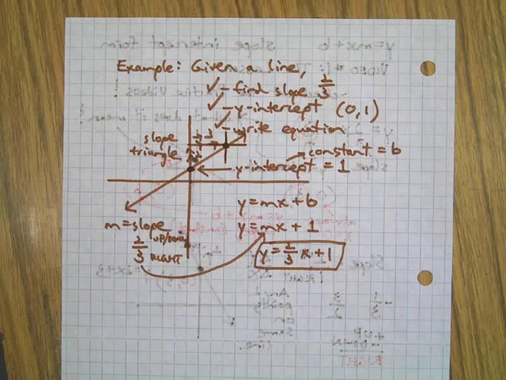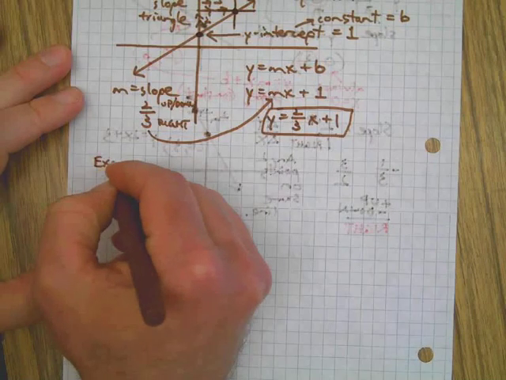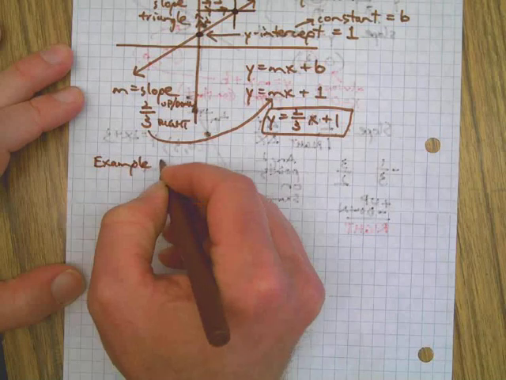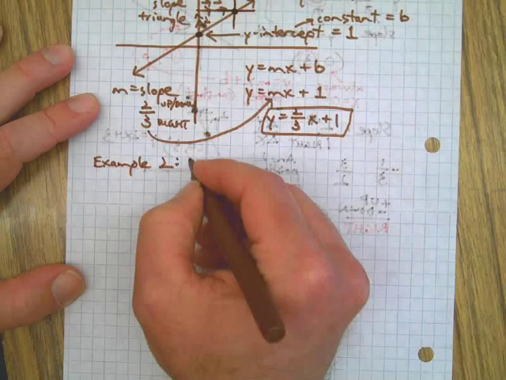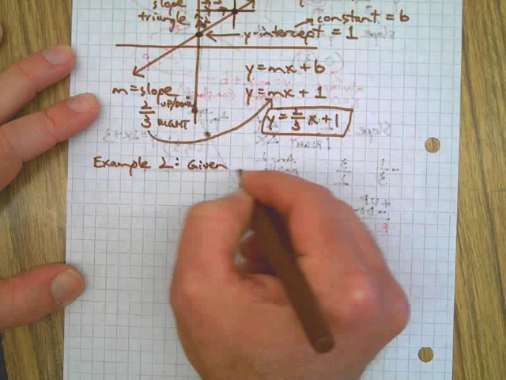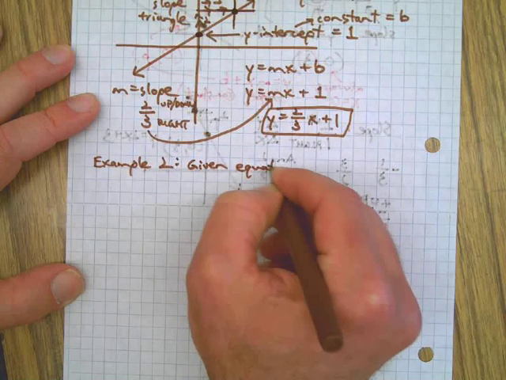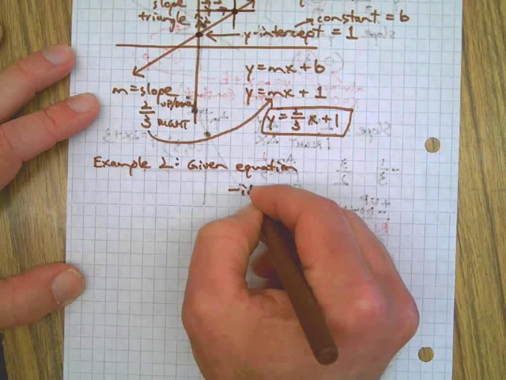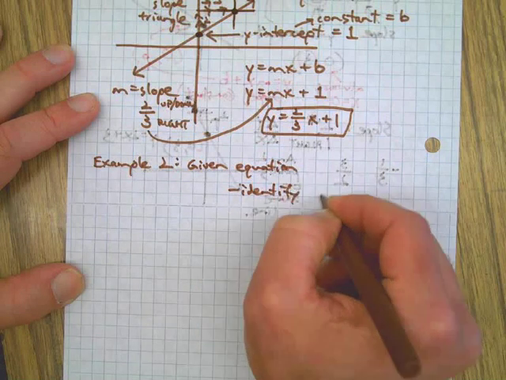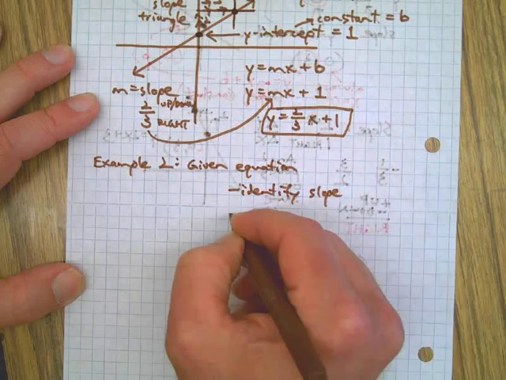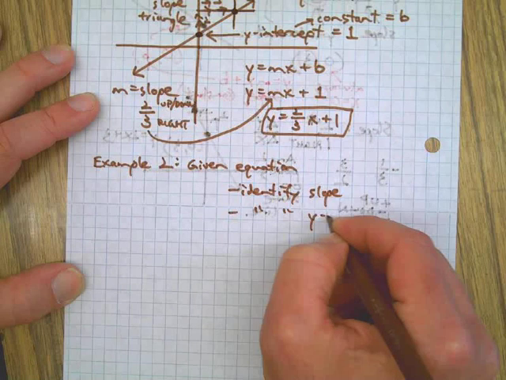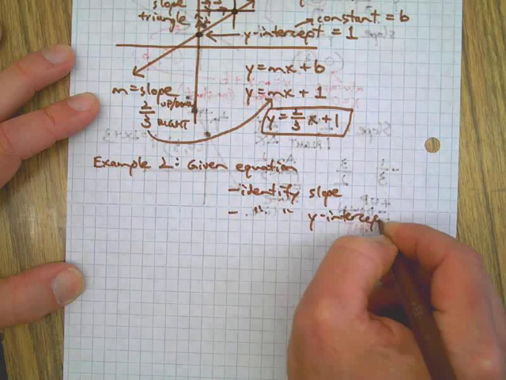Let's see here. How about if I give you an equation and you use the y-intercept and slope to make a line? So this will be our second example. I'm going to have you identify the slope and the y-intercept and graph it.